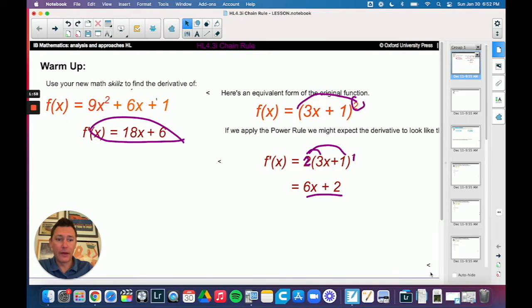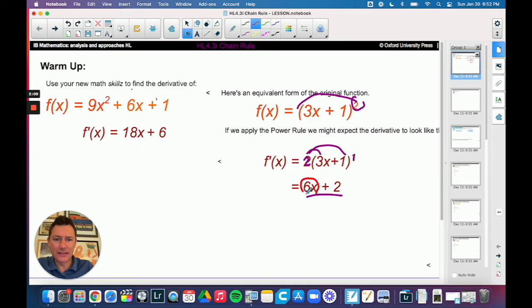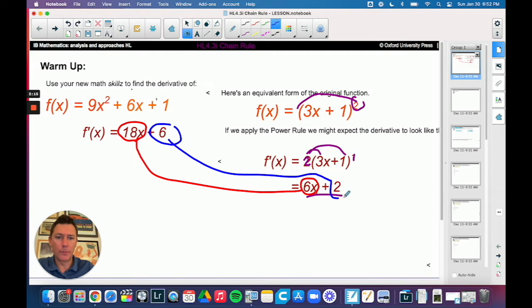And if we distribute this in, this is 6 and 2, but that's not right. We're off. I'm supposed to get 18x plus 6. Instead of 18 x's, I have only 6 x's, and instead of 6, I'm getting 2. So to me, it looks like we're off by a factor of 3. Do you see that anywhere?